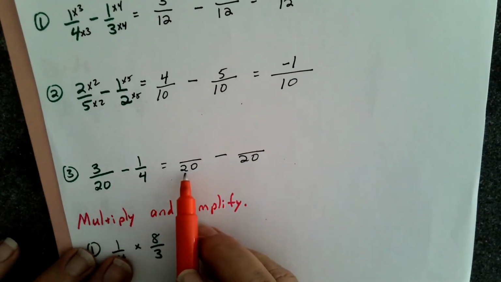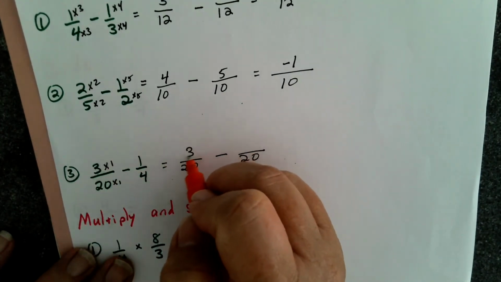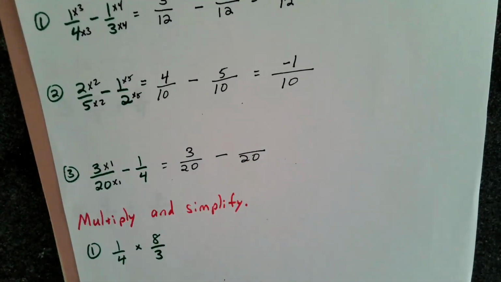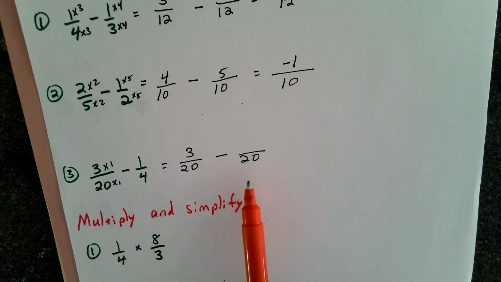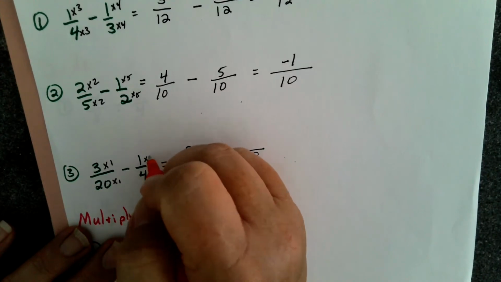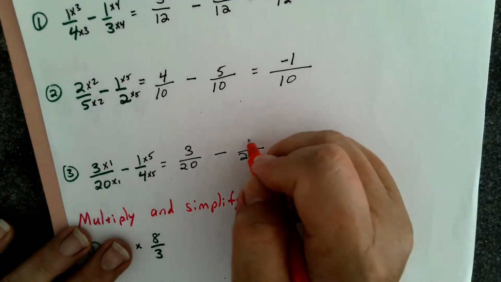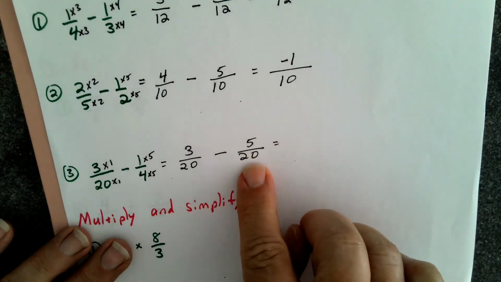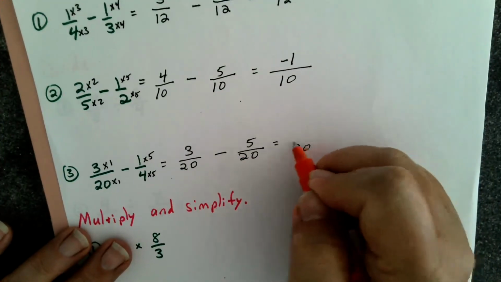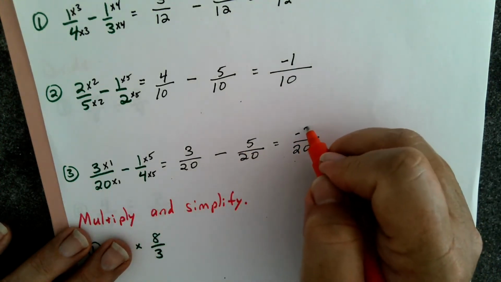To get from 20 to 20, I just multiply by 1. So that's not going to change anything because 3 times 1 is 3. To get from 4 to 20, I have to multiply by 5. So remember, whatever you do to the denominator, you have to do to the numerator to keep them equivalent. So 1 times 5 is 5. Once the denominators are the same, I carry the denominator, and 3 take away 5 is negative 2.